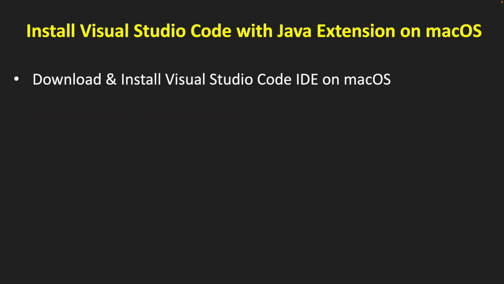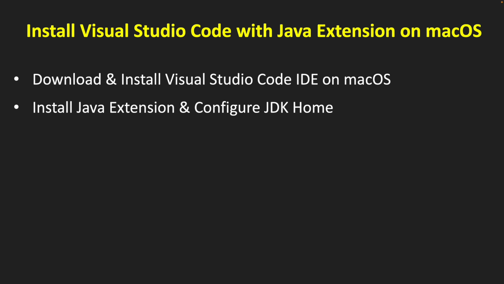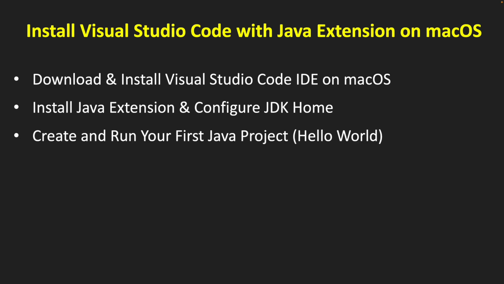In this video, I'd love to help you get started with Java programming, developing Java applications and Java projects on Mac computers using the Visual Studio Code IDE. In detail, in the next few minutes, you will see how to download and install Visual Studio Code IDE on macOS, and then how to install the Java extension and configure the Java Development Kit, or JDK Home, so you can develop Java applications. And I will also show you how to create and run your first Java project, a kind of Hello World console program, using Visual Studio Code.